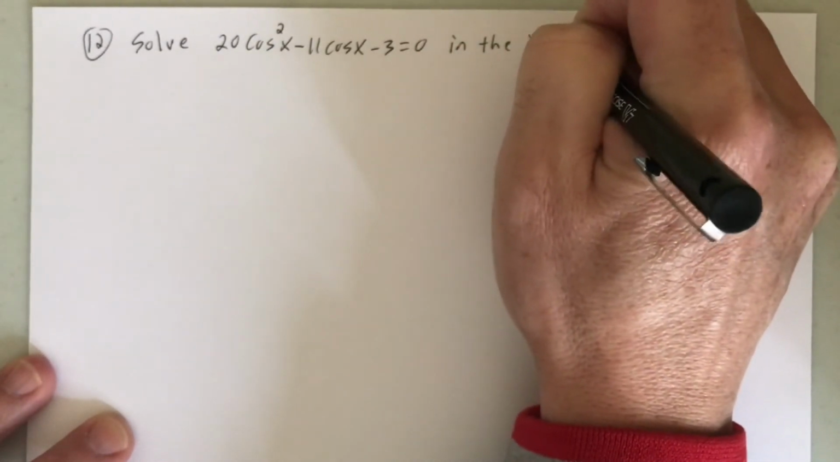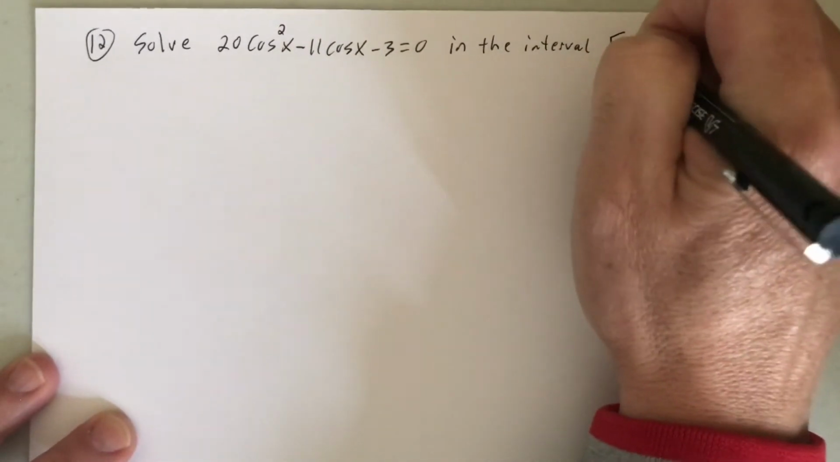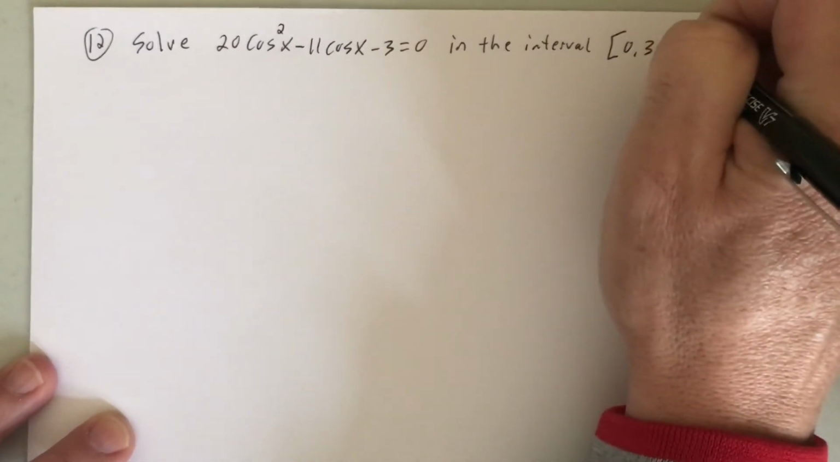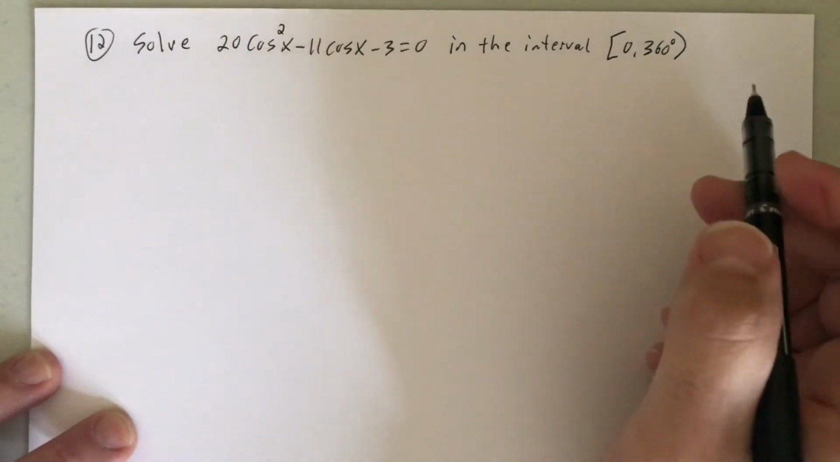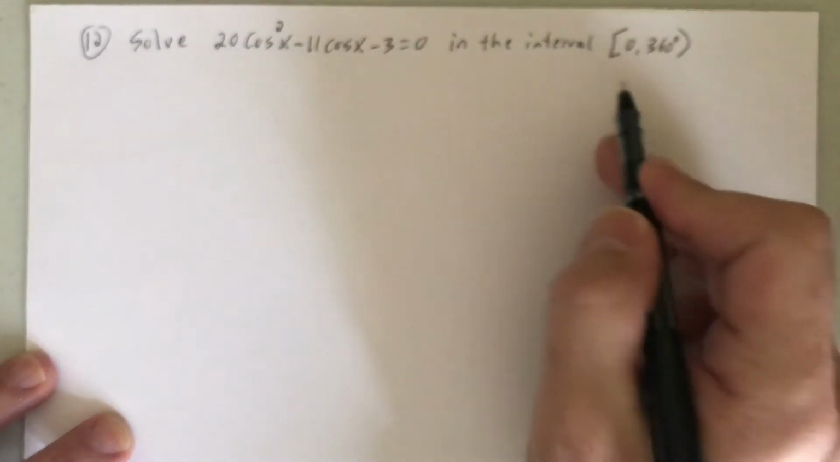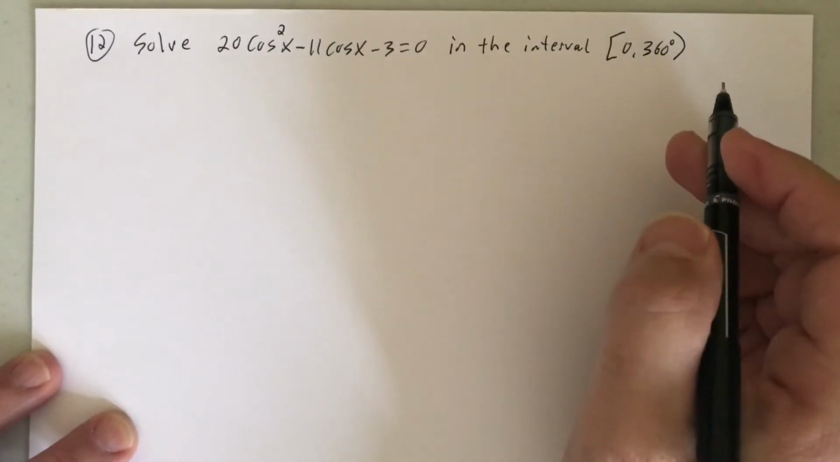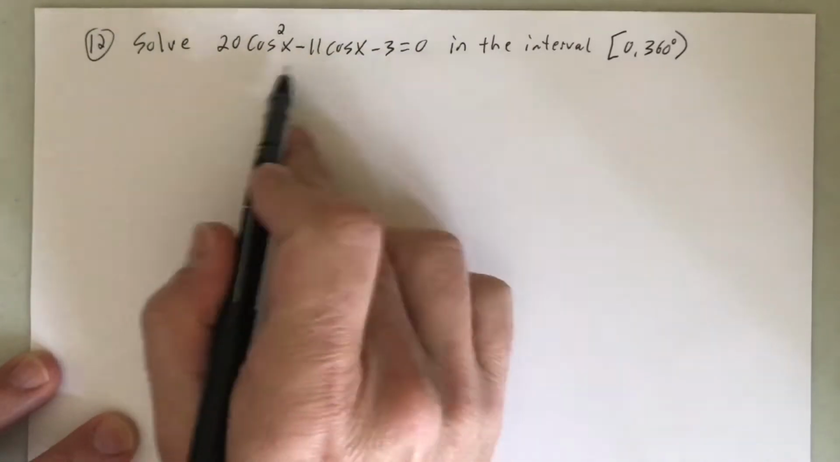So we're going to solve this in the interval from 0 to 360. Again, they're going to be decimals rounded to the nearest hundredth, which is why we're going from 0 to 360 degrees. So again, this looks like a quadratic.